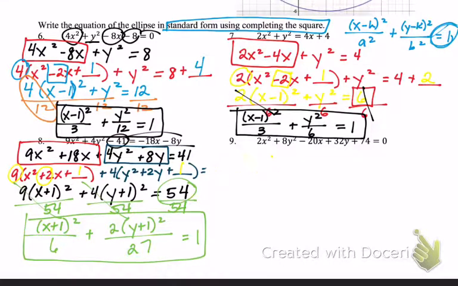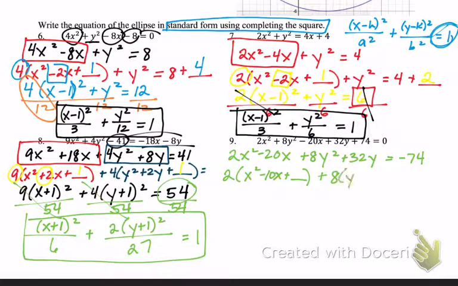Okay, last one. Going to get the x's together again. Get the y's together. And get the constant over to the right. Pull out a 2. Pull out an 8. Equals -74 plus blank plus blank.